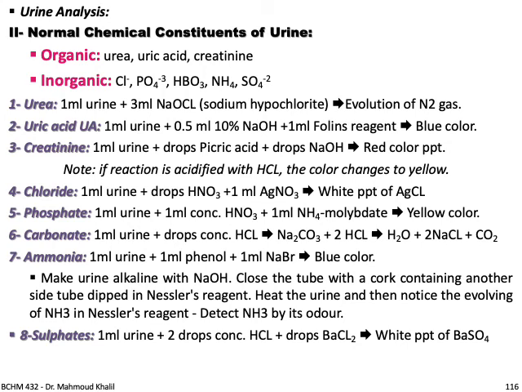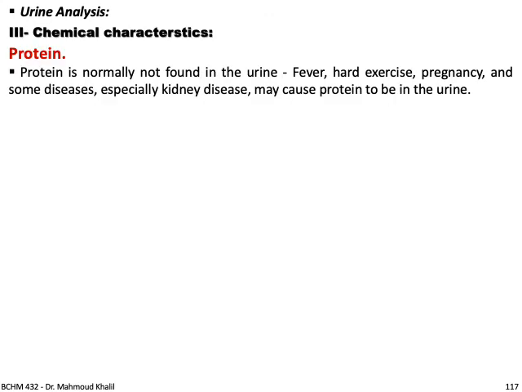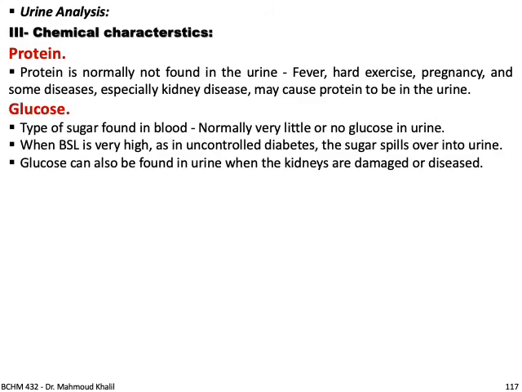Okay, so these are the inorganic compounds which are tested as chemical constituents of urine, while the organic ones are urea, uric acid, and creatinine. For the chemical characteristics, there is protein. Protein is normally not found in the urine. Fever, hard exercise, and so on may cause protein to be in the urine.